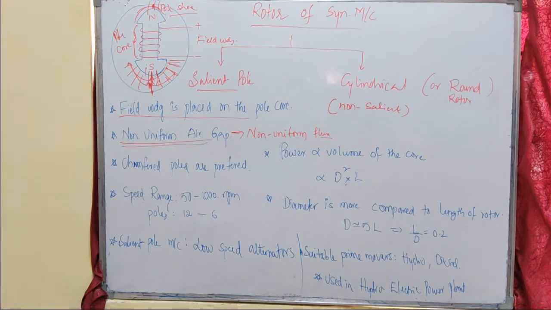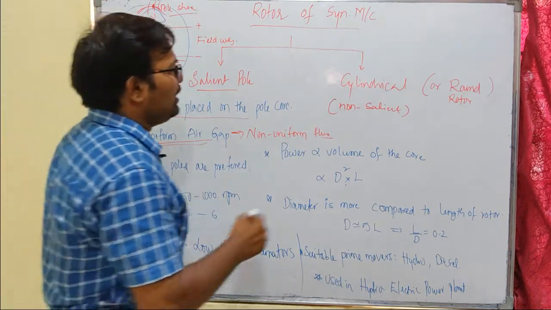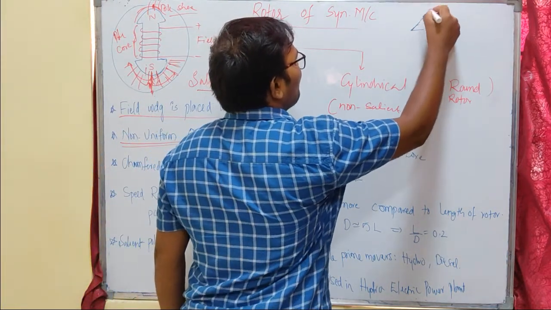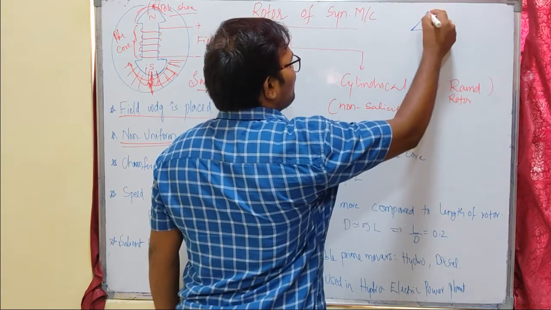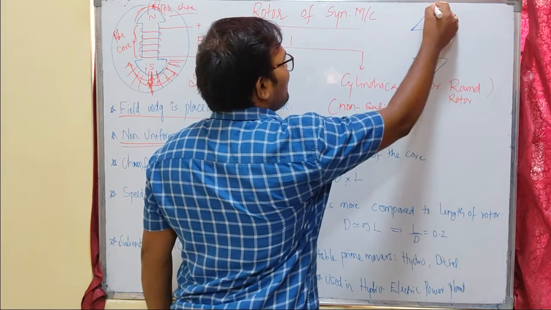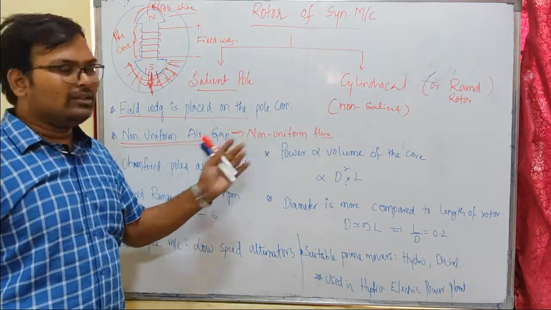Now the flux distribution in a salient pole machine can be improved by shaping the salient pole in such a way that it has the minimum air gap along the pole center and increasing towards the pole ends. Here this non-uniform flux distribution can be overcome by a type of core that is a chamfered core. Chamfered means having the minimum air gap at the pole center, and the air gap increases as it goes away from the pole center. This non-uniform air gap is causing non-uniform flux distribution.